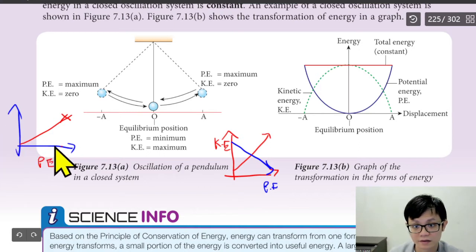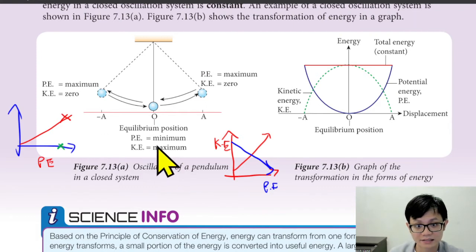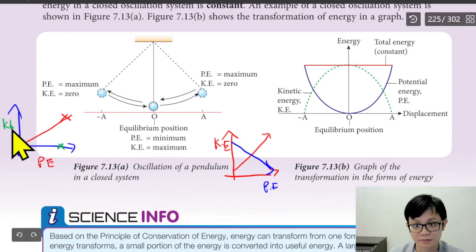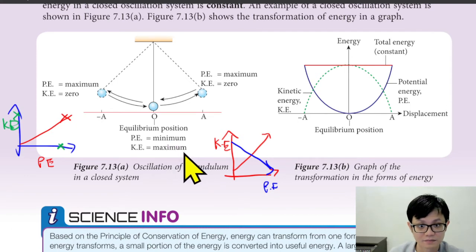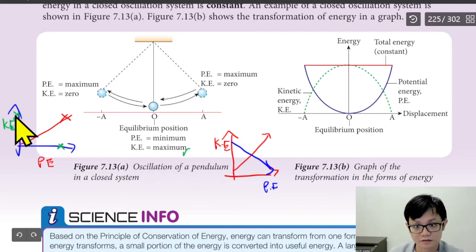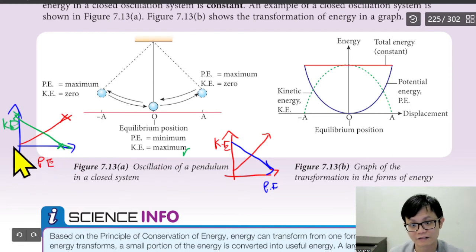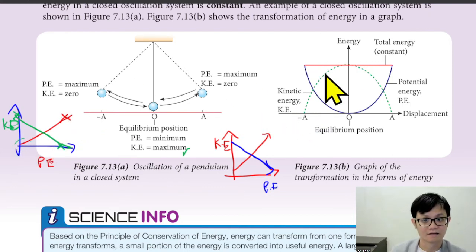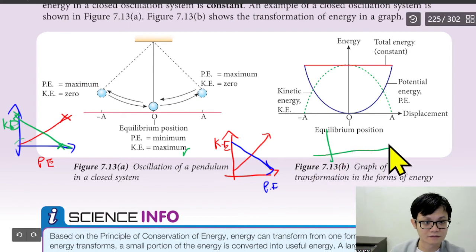Where's the KE? KE is zero. And when the KE is the maximum, kinetic energy is the maximum. Here, kinetic energy is maximum, potential energy is lowest. So the graph is something like this, but if I want to make it bigger, it will be something like this, and then this.